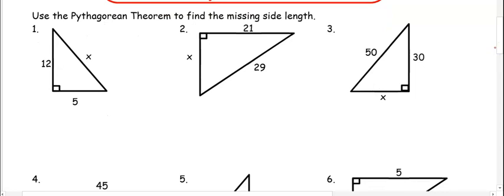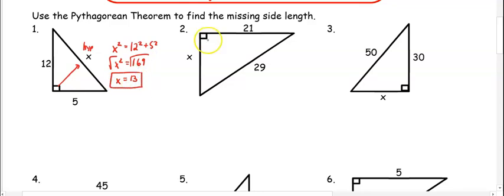So in number one, across from the right angle is the x, so this is going to be our hypotenuse. So we would have x squared equals 12 squared plus 5 squared. So we get x squared equals 169. When we take the square root of both sides, we get x equals 13.